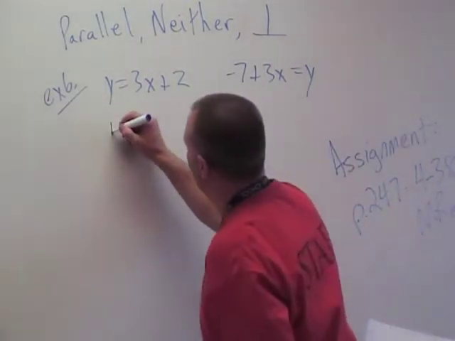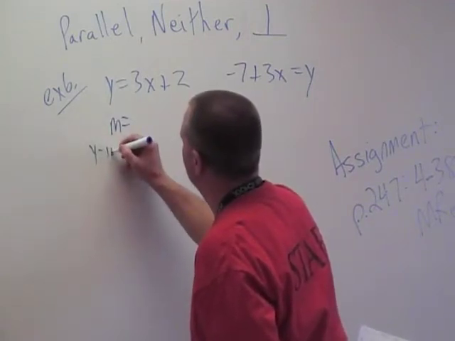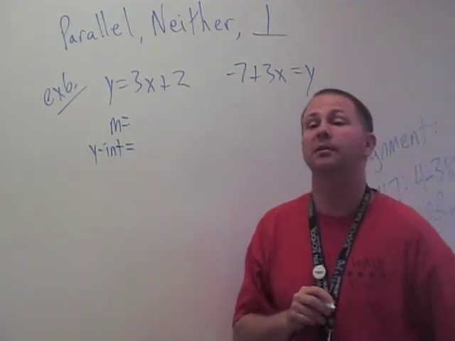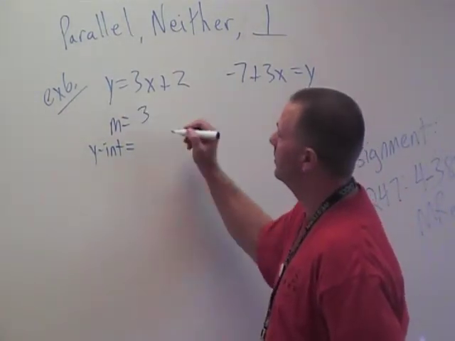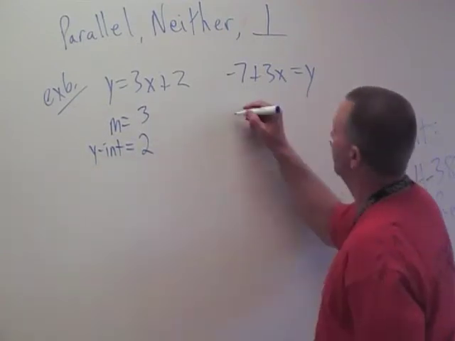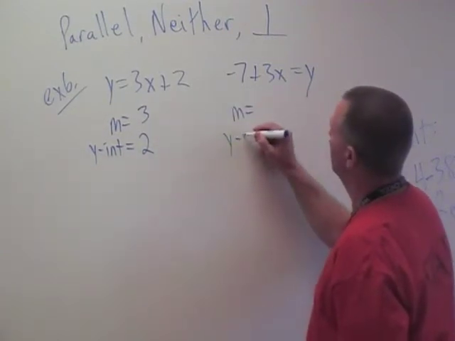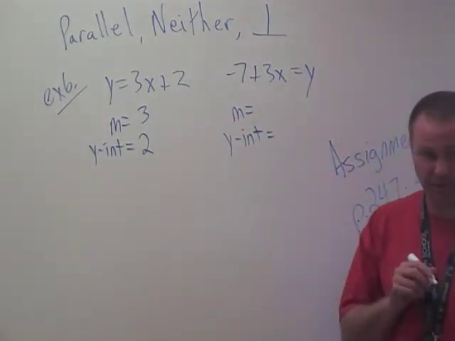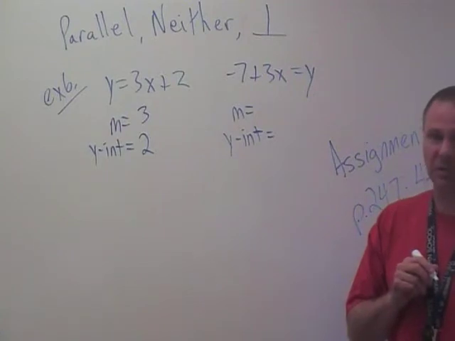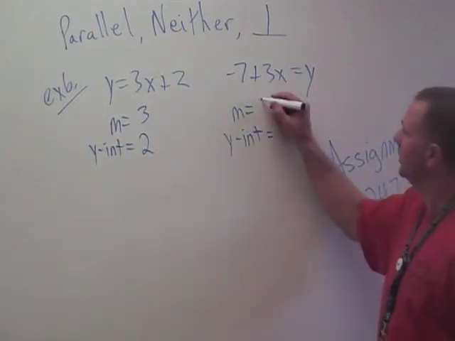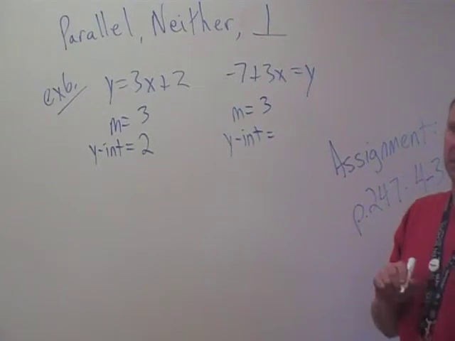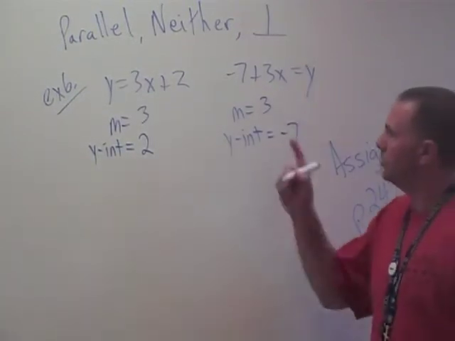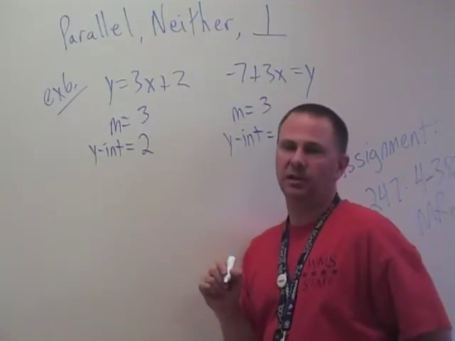So first of all, what is the slope and the y-intercept? The y-intercept is important, even though you're only talking about slope. Slope is 3 and the y-intercept is 2. Good. Now what is the slope here and the y-intercept? Is y by itself? Yeah. Okay, what's the slope? 3? Y-intercept? Brody? Negative 7.